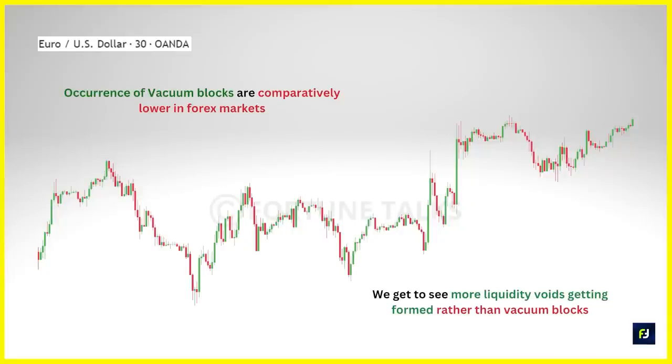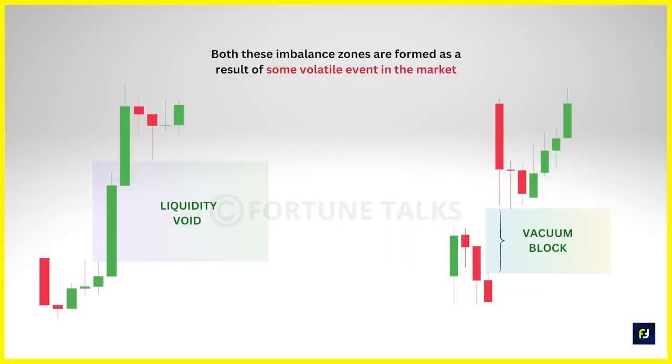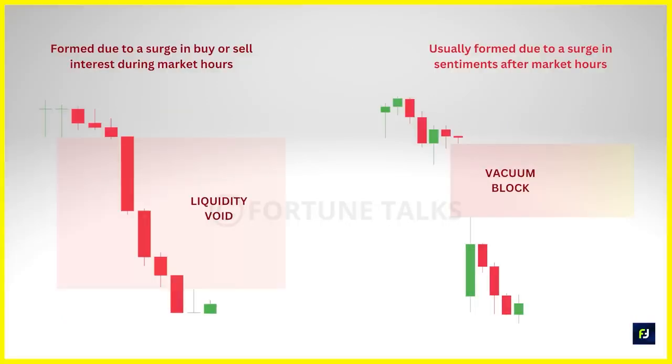This is another area where liquidity voids and vacuum blocks are related. Both these areas are formed as a result of some volatile event in the market. Usually, these are related to some news that induces a lot of buying or selling. This increased number of buy or sell orders at any given price will result in price skipping certain price levels, resulting in a vacuum block in case there is a time delay between the market close and the market open. And in other cases, if this surge in buy and sell interest happens during the market hours, it will result in large candles in the same direction, resulting in an imbalance or a liquidity void. I hope things make sense.